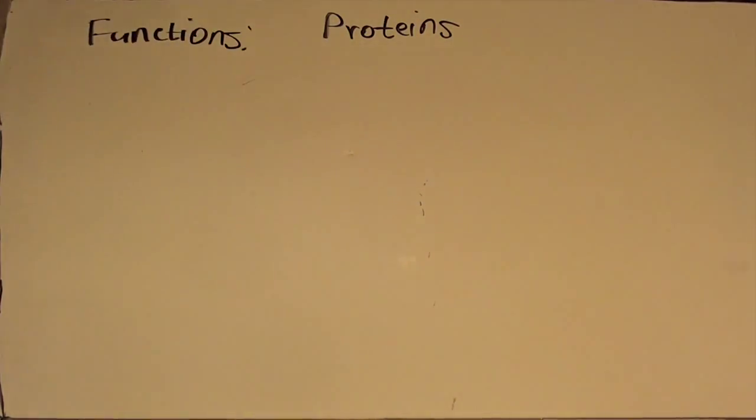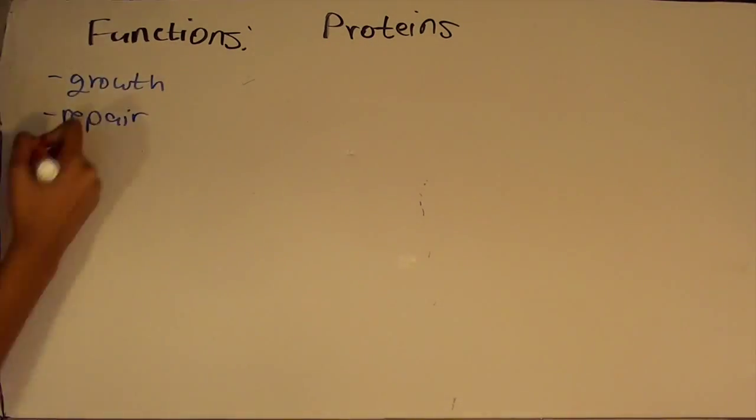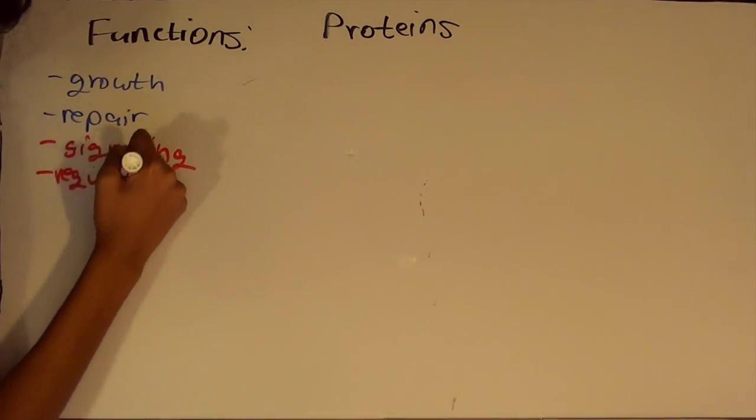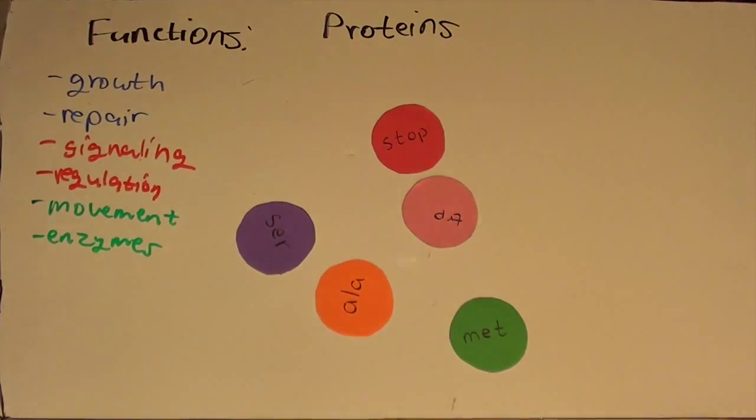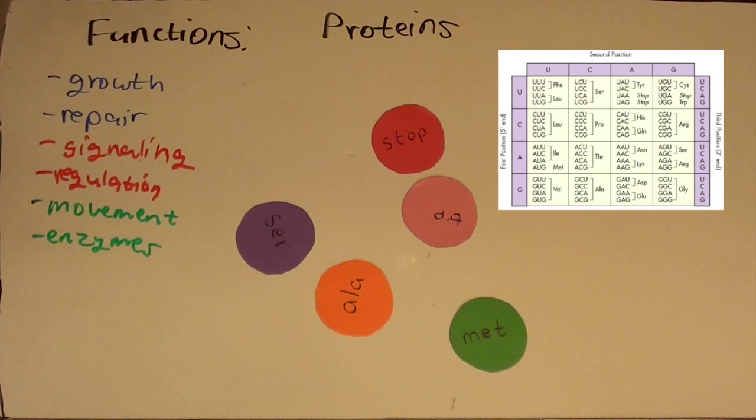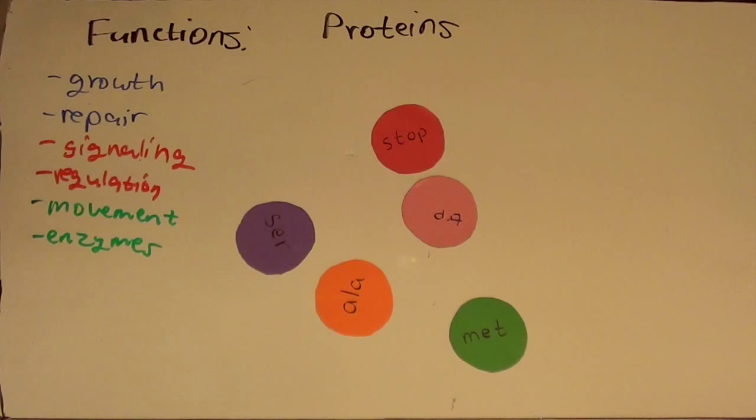Proteins carry out several functions in the body, including growth, repair, signaling, regulation, movement, and acting as enzymes. They are made up of amino acids. Amino acids are coded for by 3 nucleotides of RNA, called a triplet codon. Only 20 different amino acids exist, coded by different groups of 3 nucleotides.